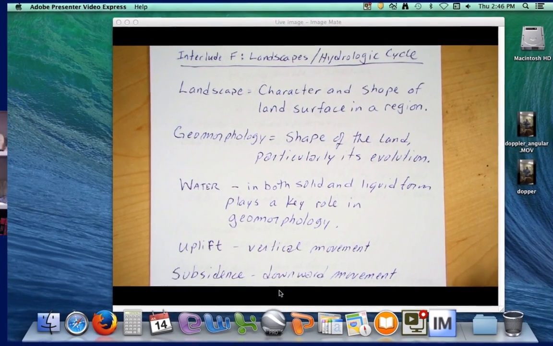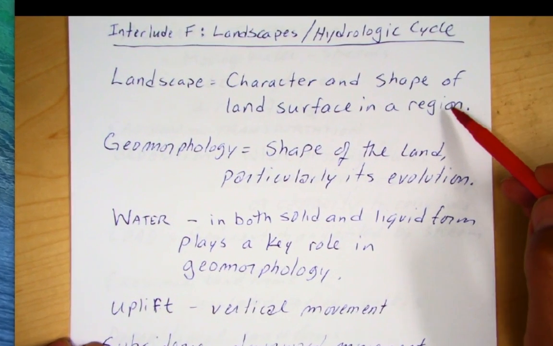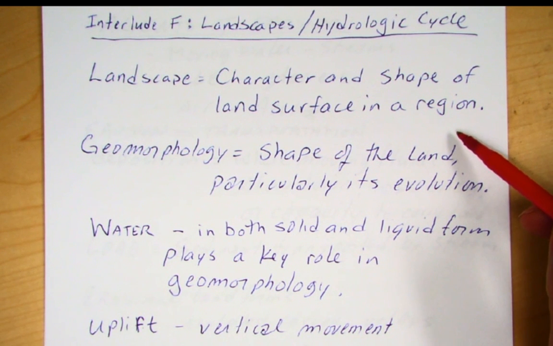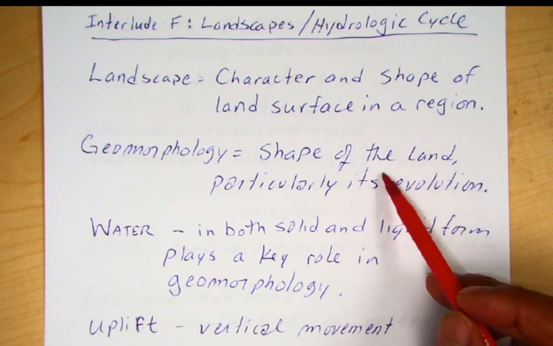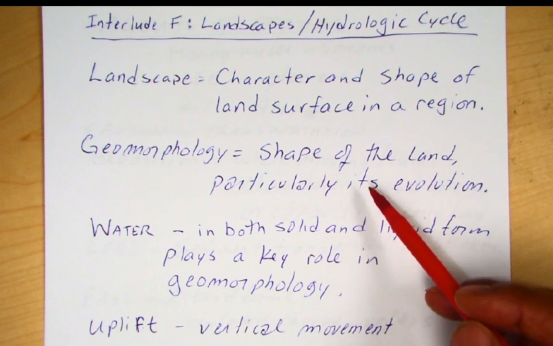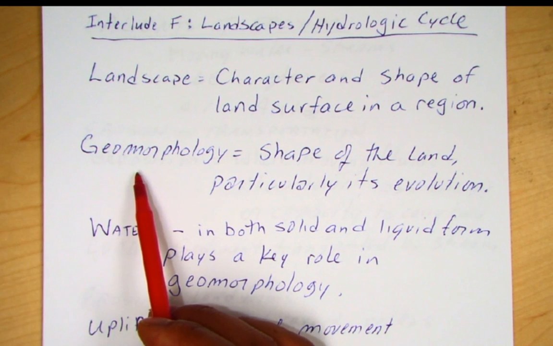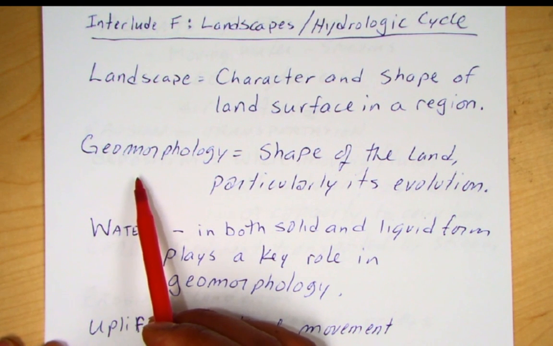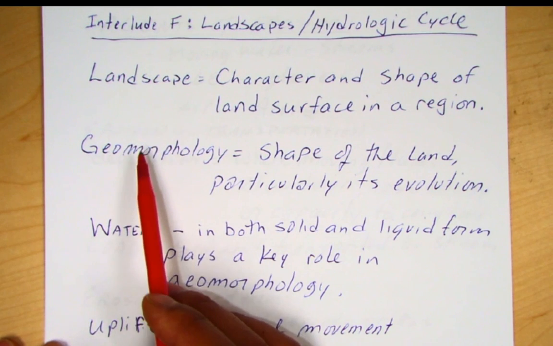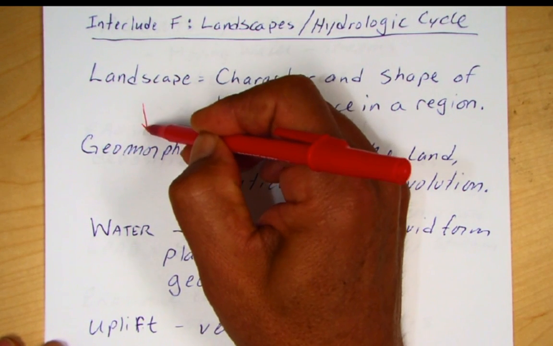Today I want to talk a little bit about landscapes and the hydrologic cycle. Now looking over here at the document camera, remember a landscape is the character and shape of the land surface in a region. And that shape of the land, or really its evolution, is what we call geomorphology. In fact, geomorphology is a study of the change of these landscapes. They involve landslides, debris flows, a variety of other features in the development of landscapes. So geomorphology and landscape are kind of interchangeable terms. So we can kind of link these two.